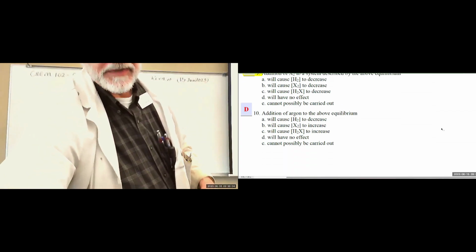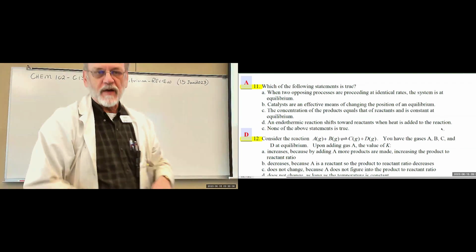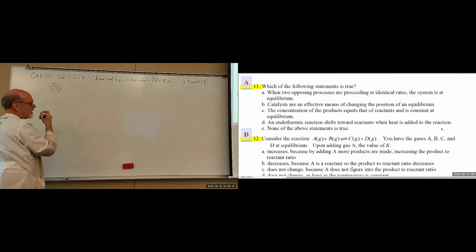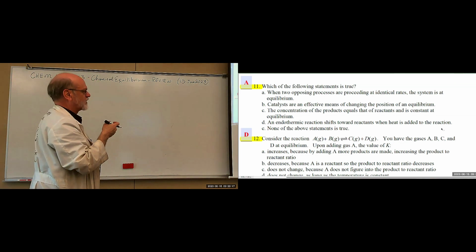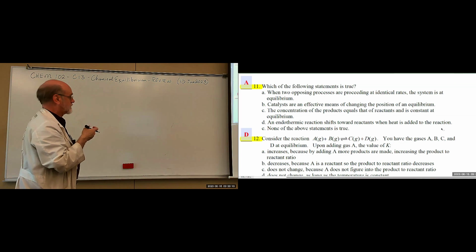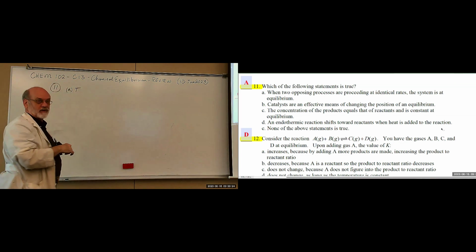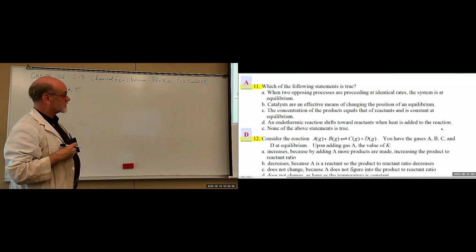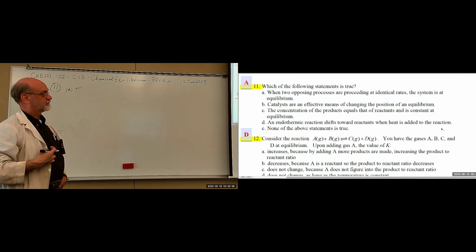I'm eating up time. Let's get moving here. Which of the following statements is true for number 11? When 2 opposing processes are proceeding at identical rates, the system is at equilibrium. That's a statement of chemical equilibrium right there in one sentence. Now, none of the above statements is true. Right? E can't be true. So that means we found our answer.